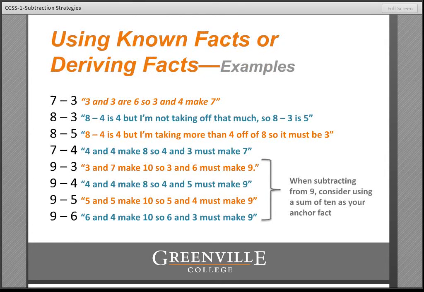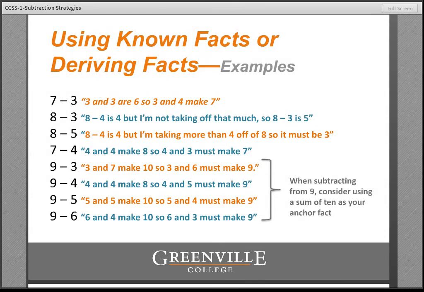So here's some examples of the remaining facts that we haven't talked about. We've talked about subtracting 1 and 2. We've talked about using the anchor facts. We've talked about counting up if the difference is only 1 or 2. So we do have some leftover subtraction facts within 10, and these are the leftovers. Of the ones that are within 10, these are the remaining ones that we haven't talked about yet.